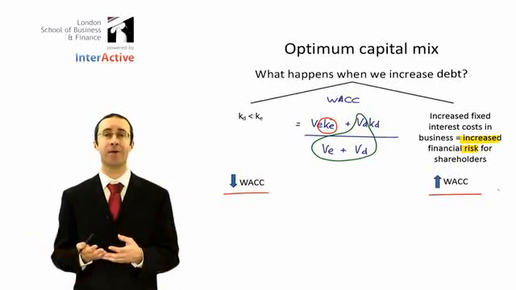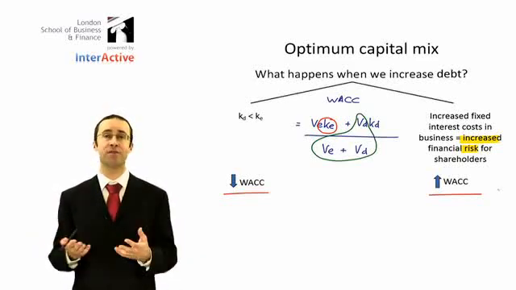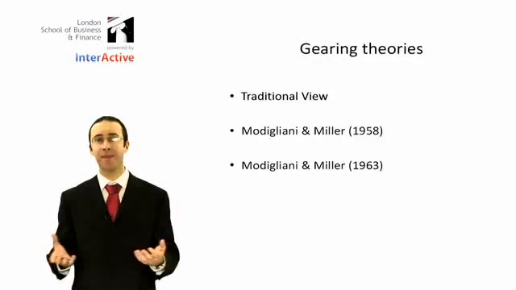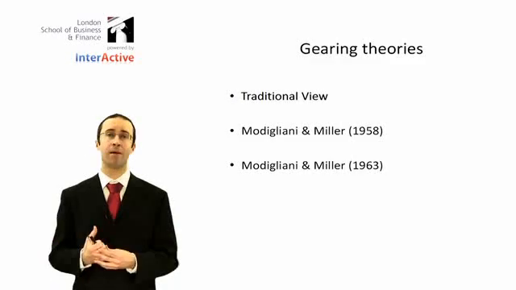What we need to look at now is how does that balance up? Is there a point whereby we can find the optimal capital mix? The optimal capital mix is very difficult to find in practice. However, what we can do in the exam is talk about the different theories that we have. You've seen them before, so I won't talk about them in too much detail.